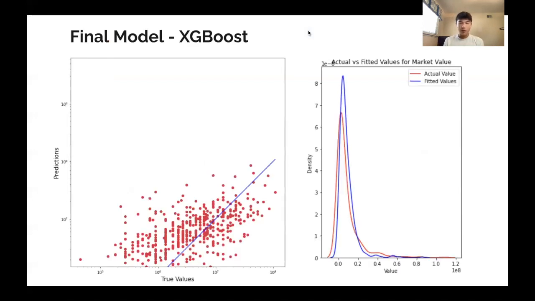Here are some of my graphs of the final model, which is XGBoost with the entire data set. You can see the scatter plot to the left and the density chart to the right.